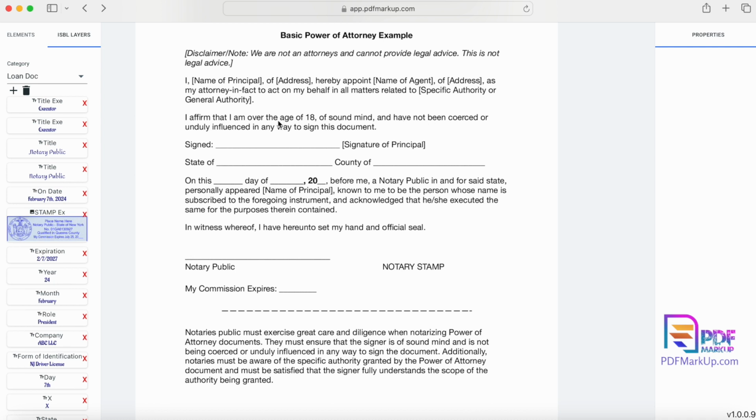Okay? I affirm that I am over the age of 18, of sound mind, and have not been coerced or unduly influenced in any way to sign this document. The principal, the person giving rights to someone else, will then sign, and then usually there'll probably be places for the witnesses to also sign. You must have a witness that is not a party to, not privy to the transaction, and will not benefit from that transaction. When I say transaction, I mean notarial transaction. This notarization that's happening right now is a form of transaction.